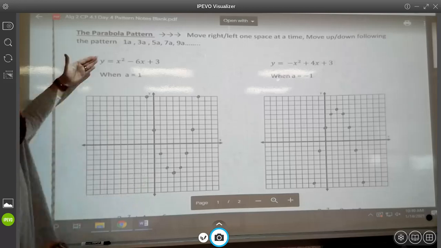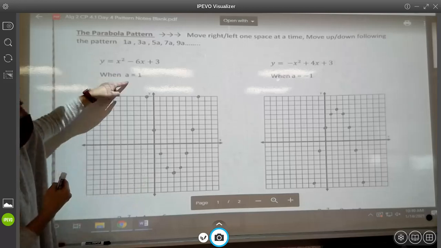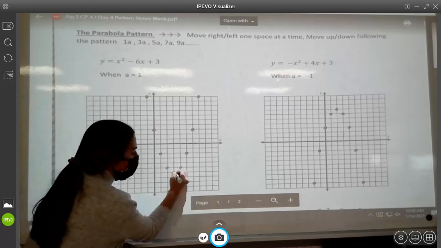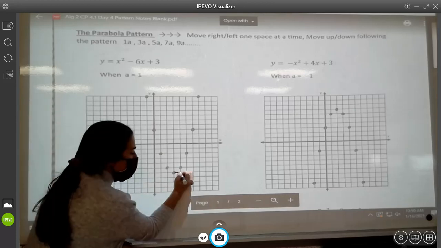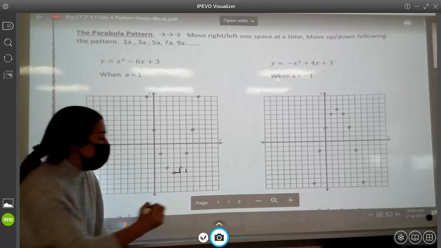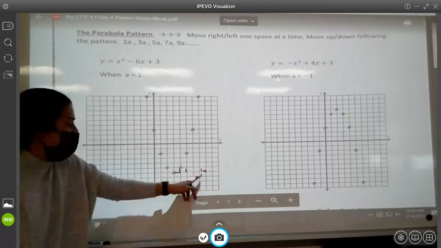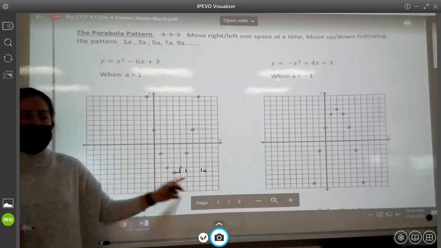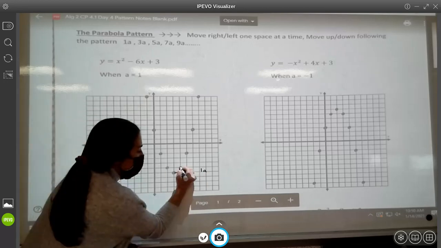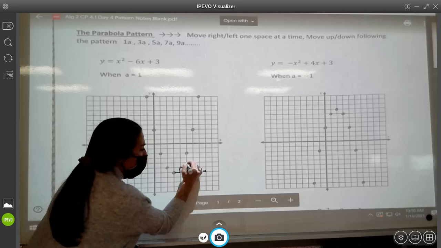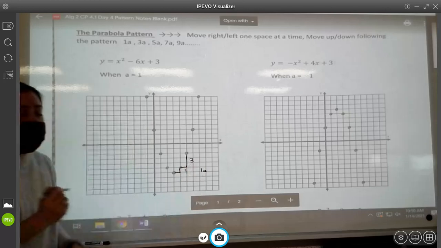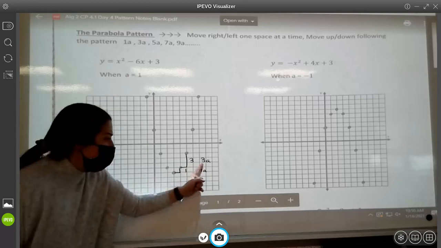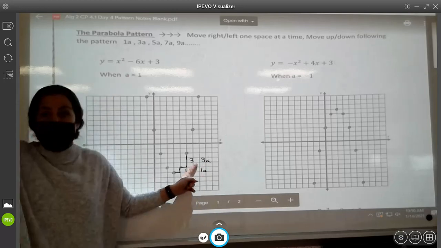So guys, here's a parabola with an A value of 1 that's already graphed. If you notice, from the vertex I go to the right one space, it goes up one space because that's the 1A out of the pattern when A is 1. 1 times 1 is 1, you go up one space. Then from this dot, I go to the right one, and then I go up 3 spaces because that's the 3A out of the pattern when A is 1. 3 times 1 is 3, you'll go up by 3 jumps.